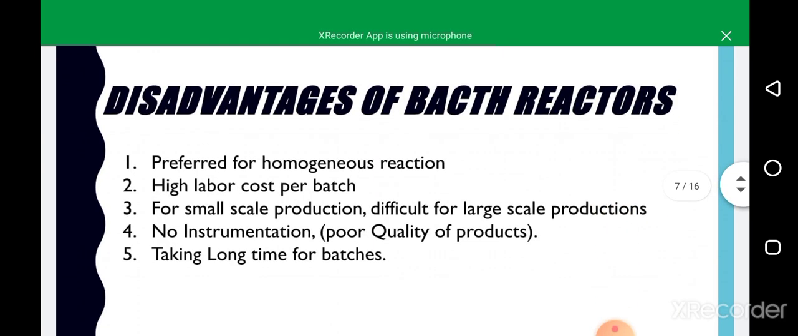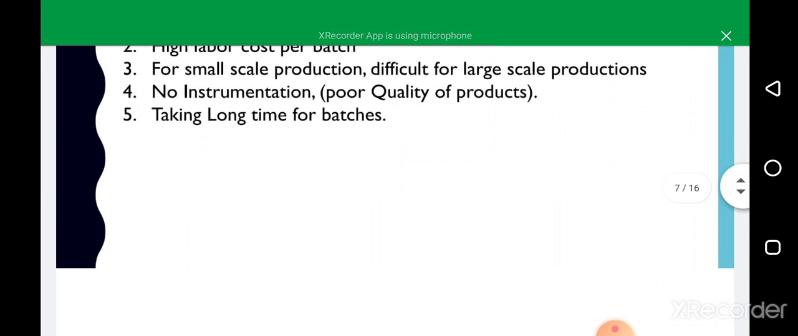Now the disadvantages of batch reactors. Number one, preferred for homogeneous reaction, high labor cost per batch, suitable for small scale production, difficult for large scale production, no instrumentation, poor quality of products, taking long time for batches.